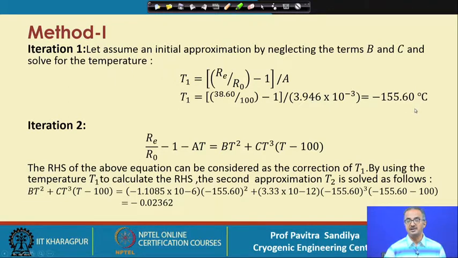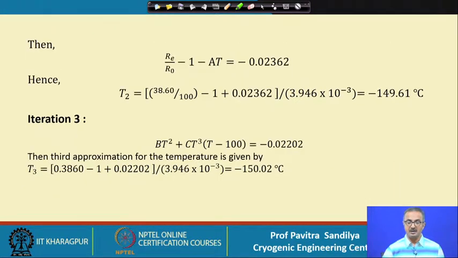So, we put this linear expression to find the value of the first estimate as minus 155.6 degree centigrade, and now because it is nonlinear, we modify the equation a bit, and in the right hand side we put this value of minus 155.6. After putting this value, we again find the temperature as a second iterative temperature, and this temperature gets modified to minus 149.61 degree centigrade.